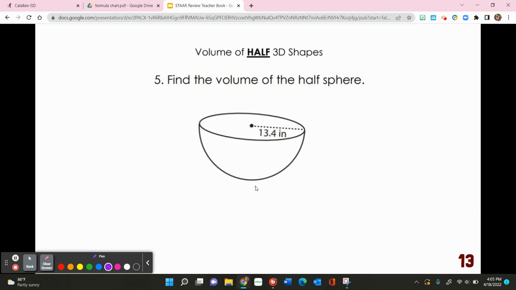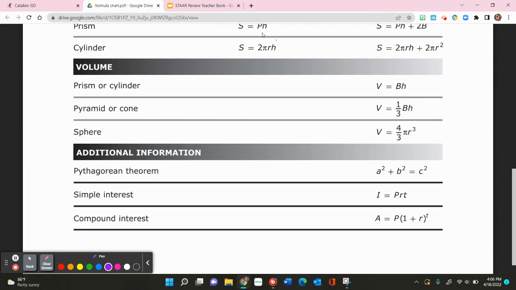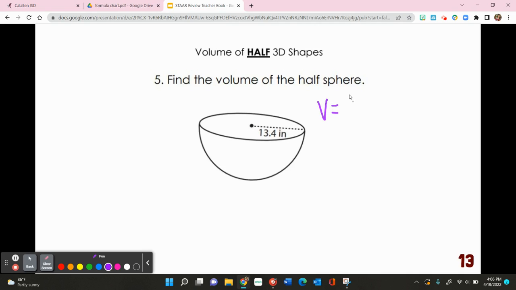Next, we're going to look at volume of half 3D shapes. So here, this is a hemisphere. So to find the volume of a half sphere, first, we're going to find the volume of the sphere. And remember, the formula for volume of a sphere is 4 over 3 times pi r cubed. So let's go ahead and write that out. 4 over 3 times pi times r cubed. And the only information, again, you need to know for a sphere is the radius. So here on this sphere, we see that this line only goes halfway, so our radius is 13.4.